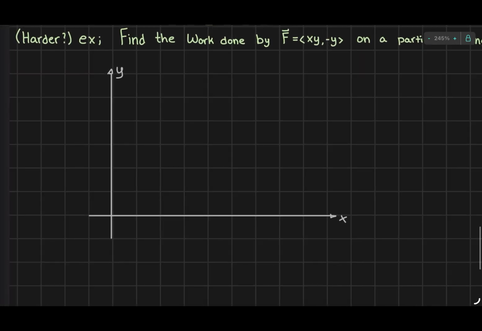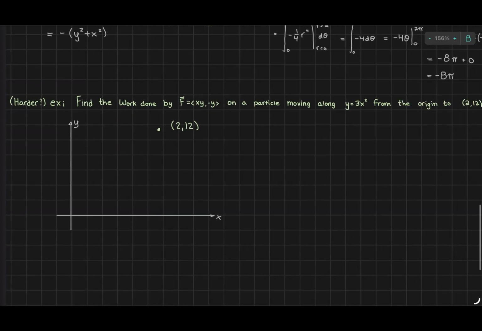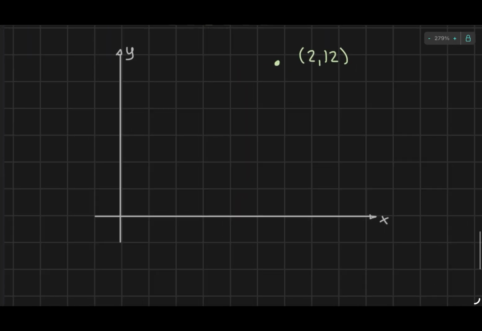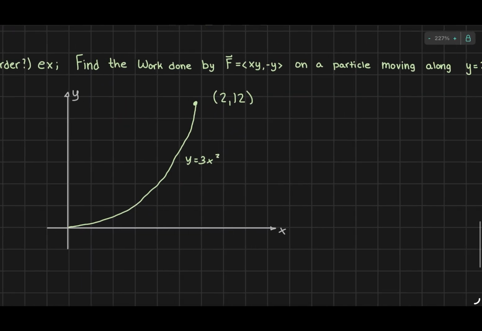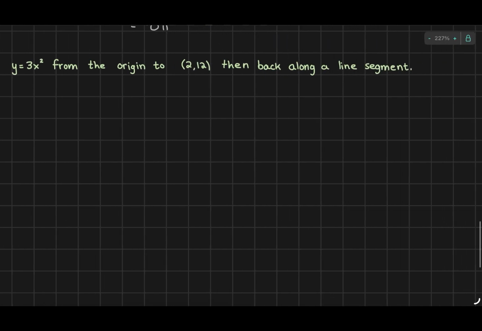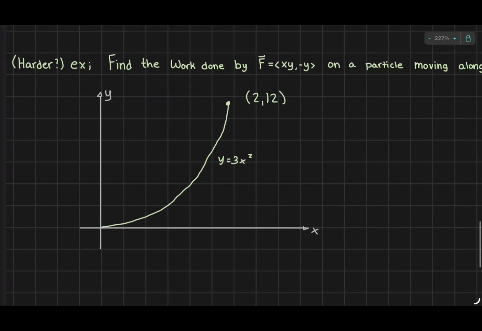So let's just go ahead and do that. Excuse my probably botched scale here, but we're just going to go ahead and define this as 2, 12. Y is equal to 3x squared. I'm just going to make half of a parabola here. There we go. That is y is equal to 3x squared. All right, well, looks like that first part is done, and then it's going back to the origin via a line segment.